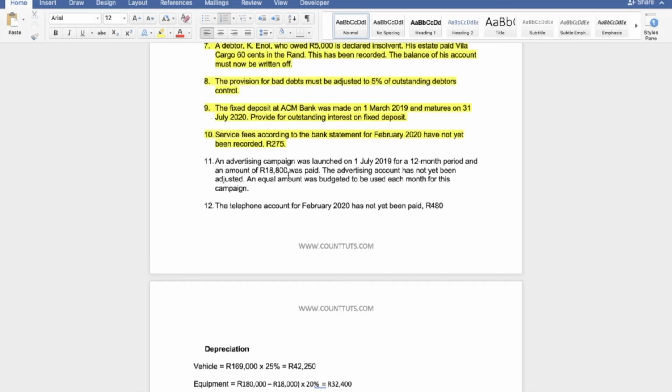Alright, so we paid for a campaign which was to go from the 1st of July 2019, and we were told that an equal amount was budgeted to be used each month for this campaign. That means we will take the 18,800 rand, divide by 12 months to see how much was budgeted to be used each month. But that is not our issue. Our issue is this advertising campaign here.